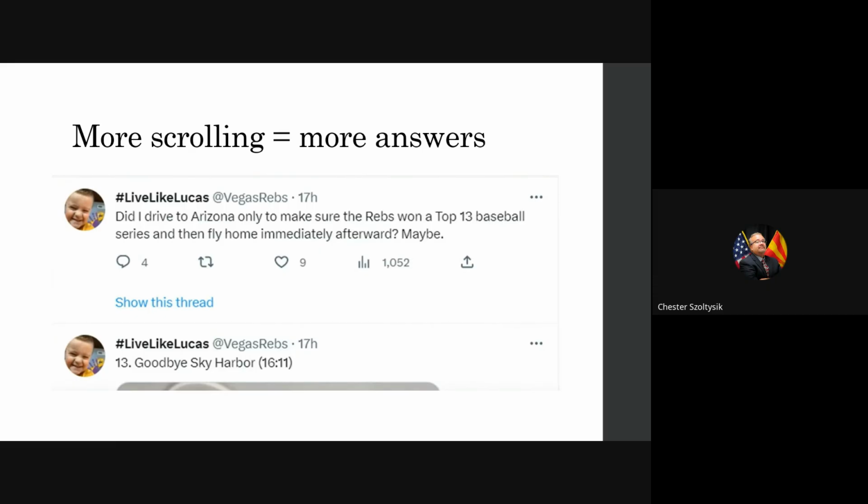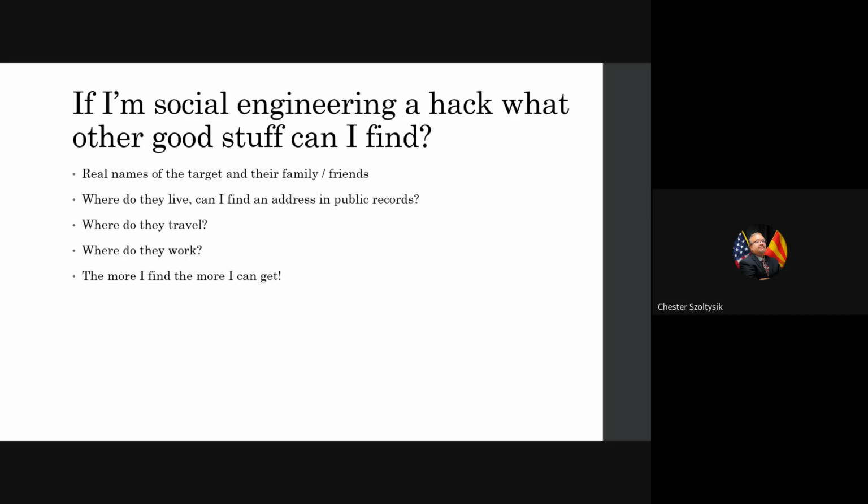If I start looking at more tweets: did I drive to Arizona only to make sure the Rebs won a top 13 baseball series? Okay. So this guy is an alumni who's an advocate for the baseball team. He follows them around. He travels with them. What else can I find out? I want to find out maybe where they live.